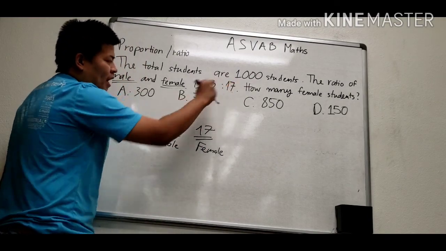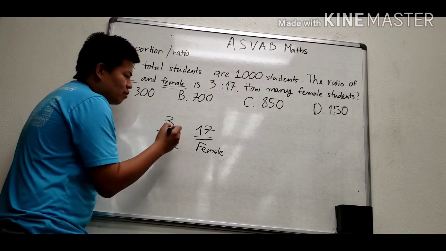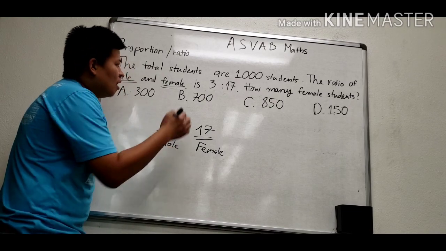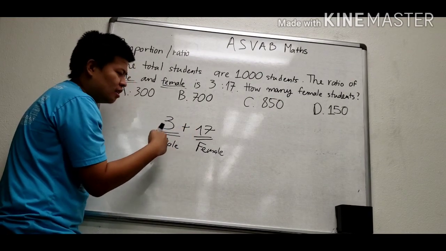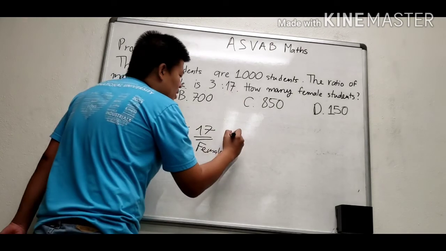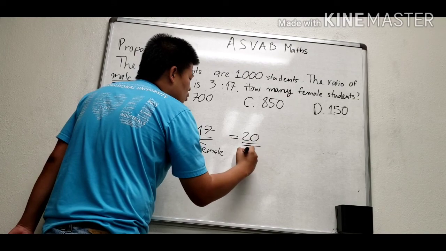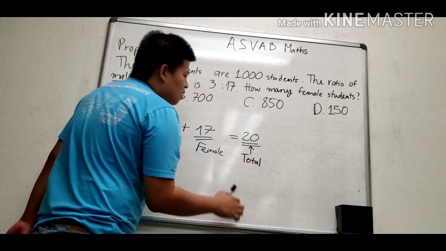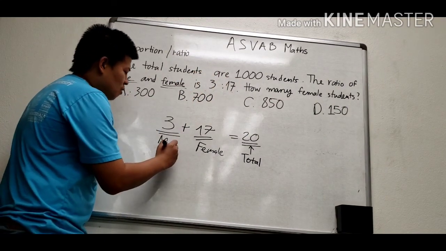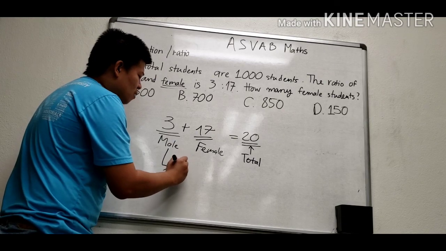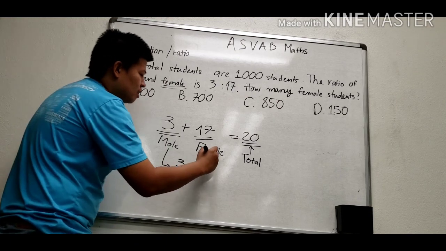But we have 1000 students in the whole population, so we need to calculate the proportion of the whole population. So we just sum the two numbers together, 3 and 17, and we get 20. 20 is the total proportion for 1000 students. So for the male students, we will have 3 divided by 20, and similarly 17 divided by 20.